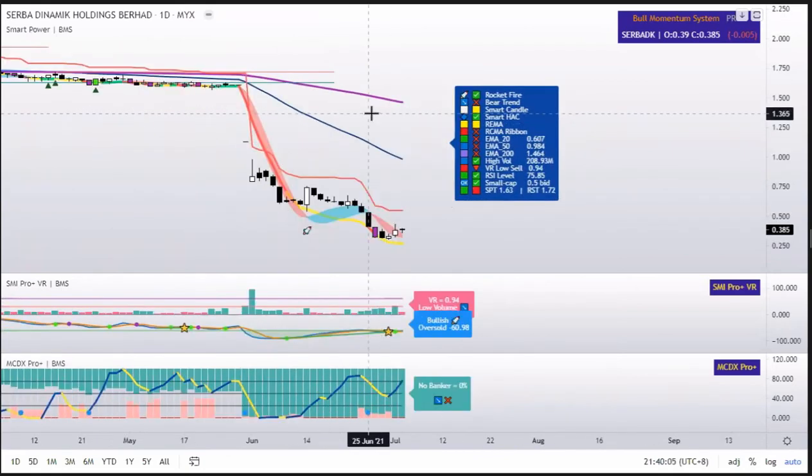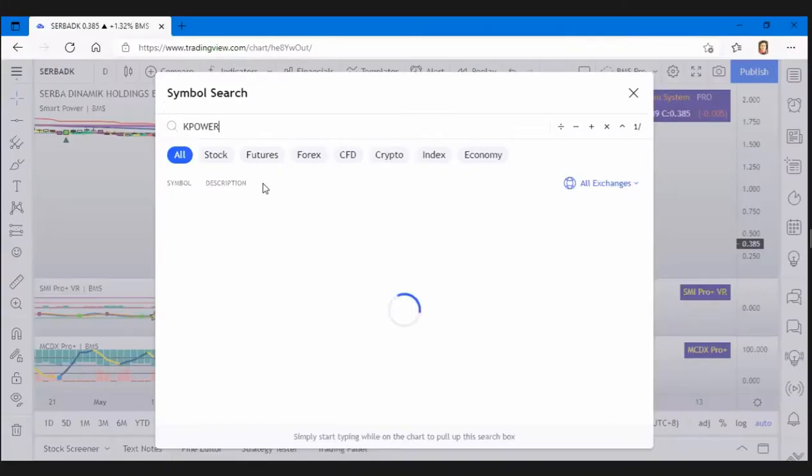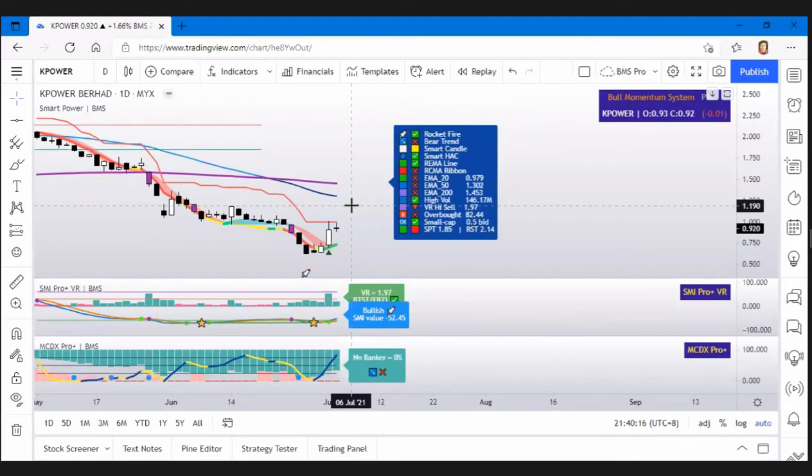But we did enter K Power. For your information, we did enter SCIB and K Power. For your information, Silver DK, K Power and SCIB are the same. They are just sister companies of the same Muhammad Karim. Now, SCIB and K Power are not so bad. At least there's some light here, you can see.